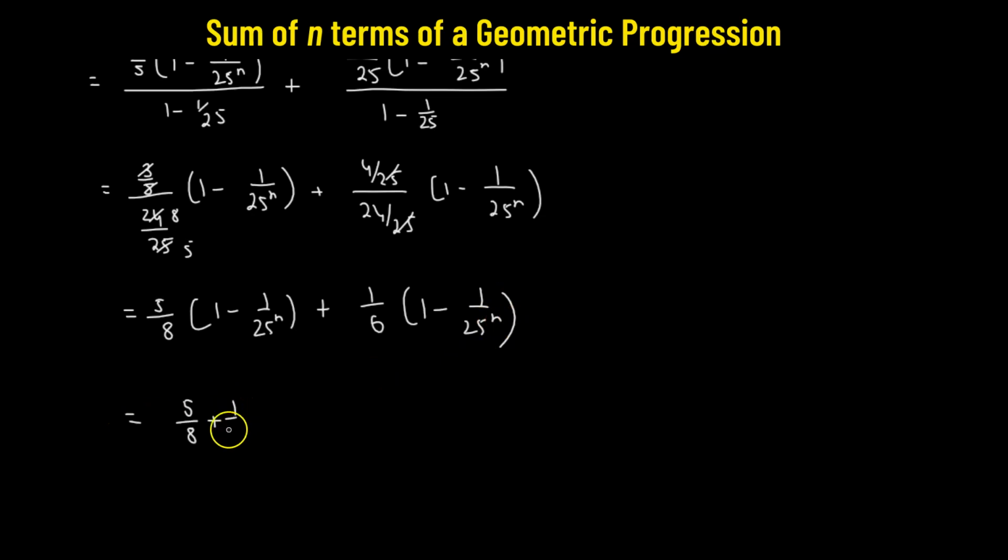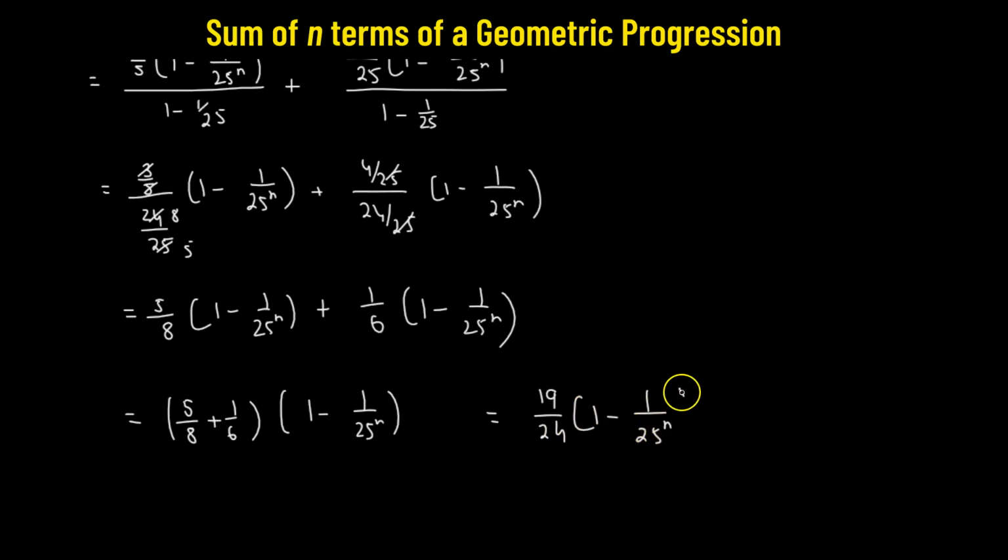So we have 5 over 8 plus 1 over 6. This will get multiplied to 1 minus 1 over 25 raised to the power of n. So 5 over 8 plus 1 over 6 sums up to 19 over 24. So our final value is 19 over 24 multiplied to 1 minus 1 over 25 raised to the power of n. So this is going to be the sum to n terms of the given geometric progression. Let's move on to the next problem.